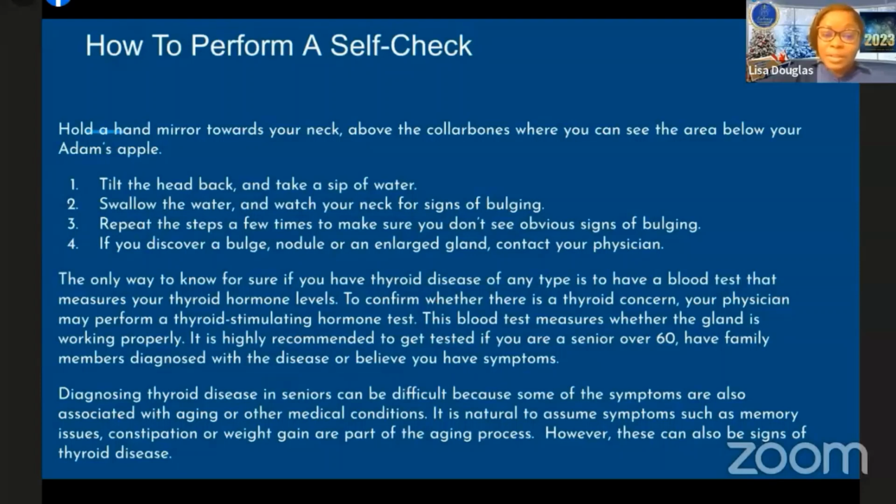Diagnosing thyroid disease in seniors can be difficult because some of the symptoms are also associated with aging or other medical conditions. It is natural to assume symptoms such as memory issues, constipation, or weight gain are part of the aging process. However, these can also be signs of thyroid disease.